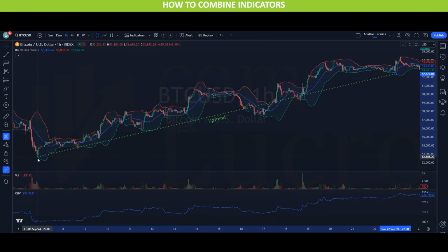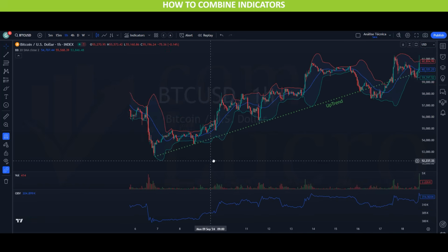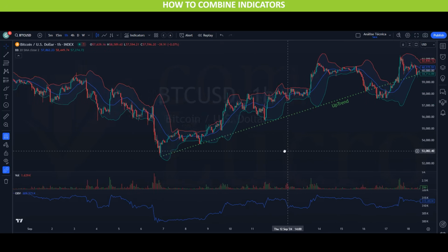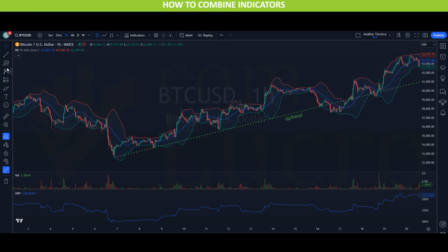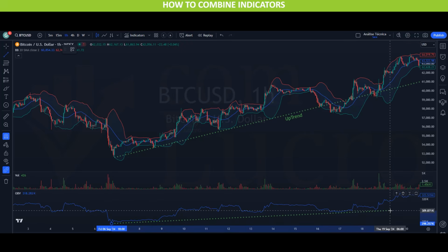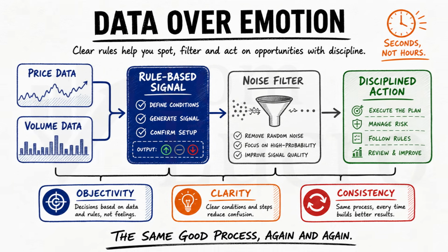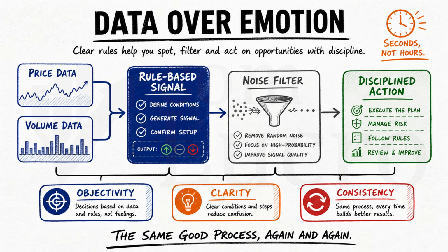The key is choosing tools that complement each other instead of repeating each other. Two different perspectives on the same market reduce the noise and leave you with the signals that are actually worth acting on. And that's the test to apply before you add anything to your chart. If the new tool comes from the same family as one you already use, it isn't confirming your read, it's echoing it.